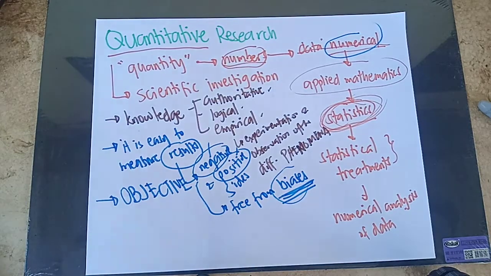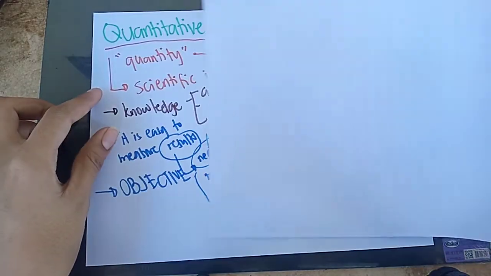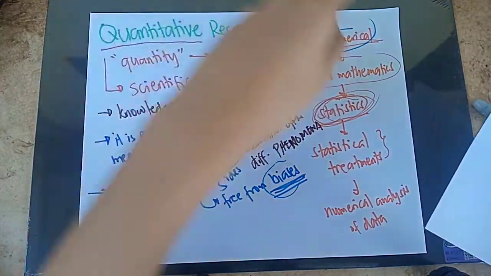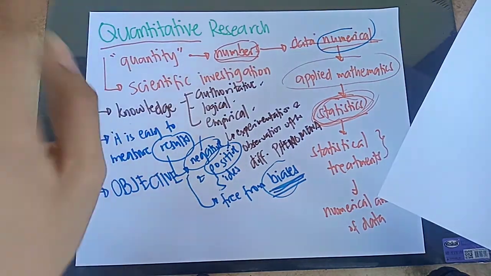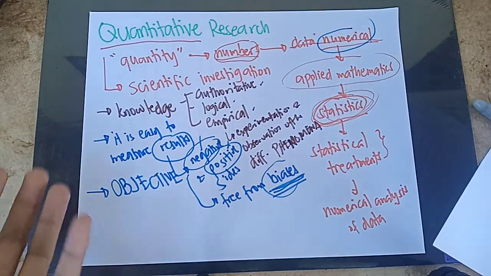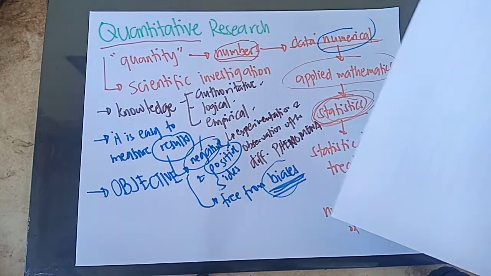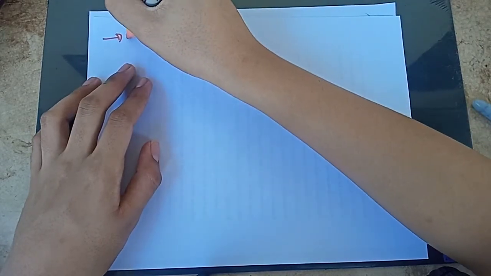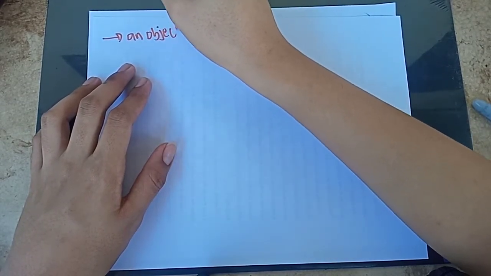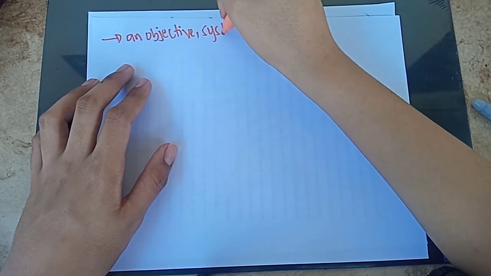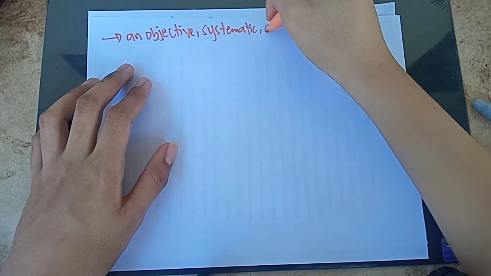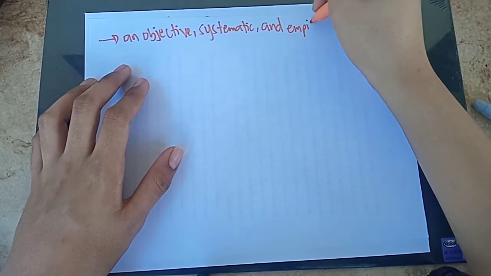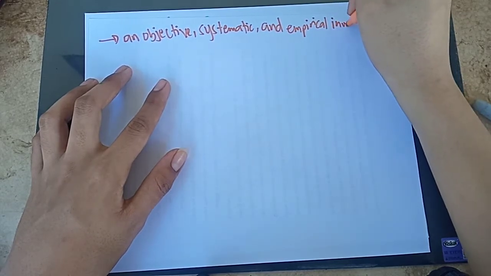So, combining all of these concepts together, how do we define quantitative research? Since quantitative research involves the use of numerical data, systematic investigation, statistics and numerical analysis, and empirical knowledge, and it is objective, we can define quantitative research as an objective, systematic, and empirical investigation.